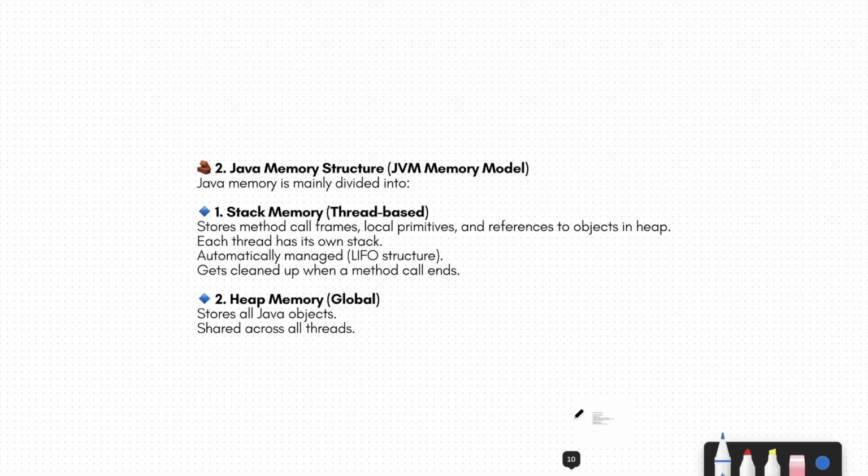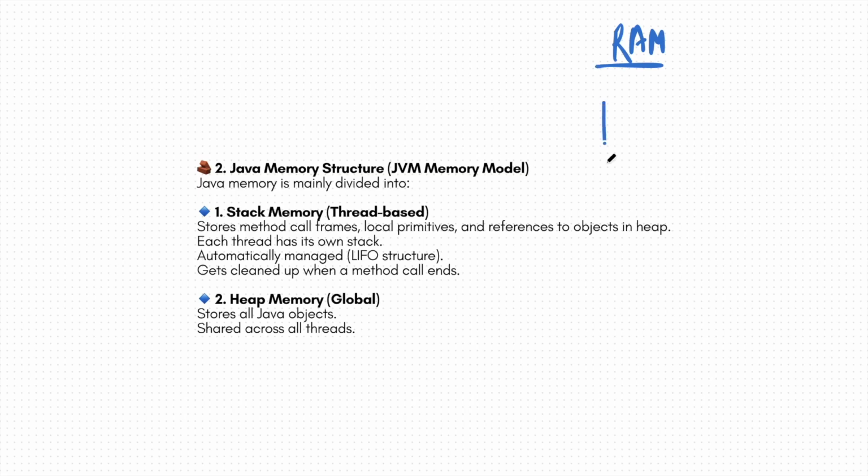So basically you will know that our JVM model has two types of memory. Let's say we have a RAM over here. This is our RAM, okay? And inside this whole RAM, we have two types of memory defined. The first type of memory is called stack memory, and the second type of memory is called heap memory. Okay, cool. So for now, to start with, you just need to know that there are two types of memory inside RAM. One is called stack memory and one is called heap memory.